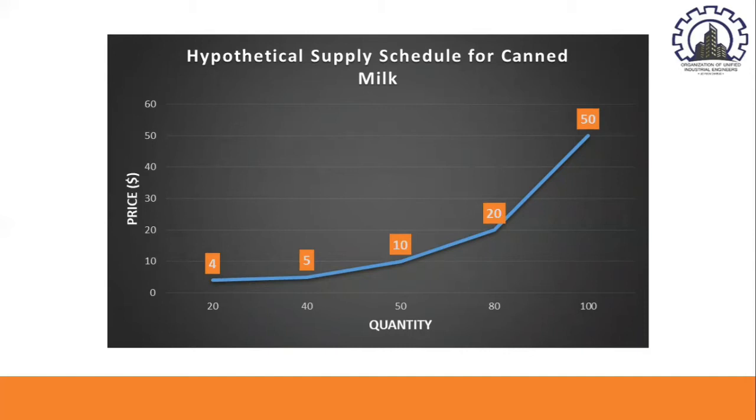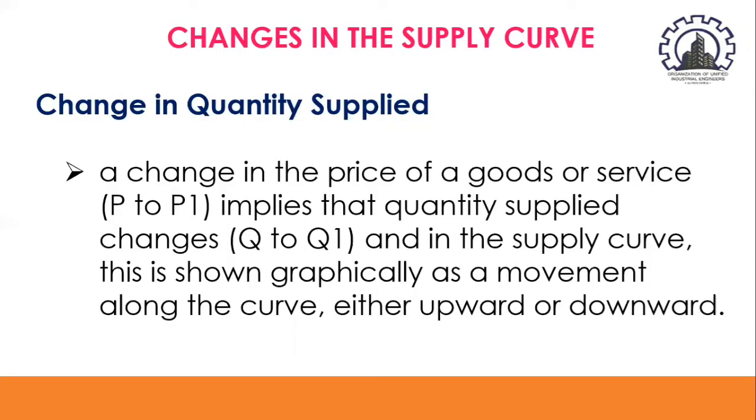And when price goes down, then quantity goes down as well. Now, on another subtopic, we have changes in the supply curve. Under changes in the supply curve, we have two. We will be discussing change in quantity supplied and change in supply. In this case, we will discuss first change in quantity supplied.